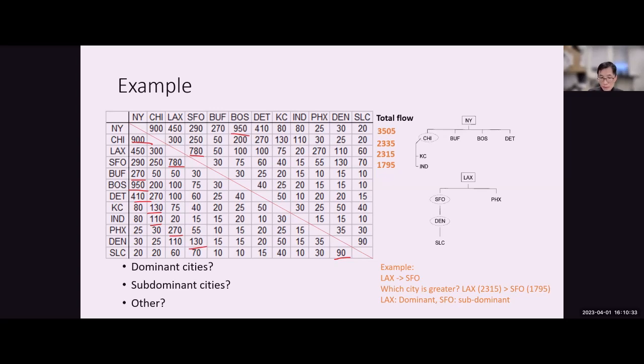Like Denver at the bottom: Denver has the largest flow to San Francisco. So you know that Denver is a smaller city than San Francisco. Between the two cities, San Francisco and Denver, we now realize that Denver is a subdominant city to San Francisco. By doing this procedure from the top city to the bottom one, that's SLC, you can create this hierarchy. This is the core essence of the Nystuen-Dacey method.